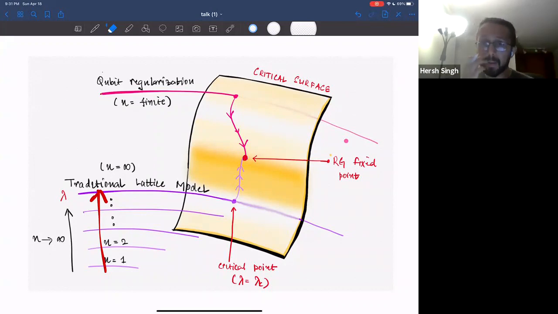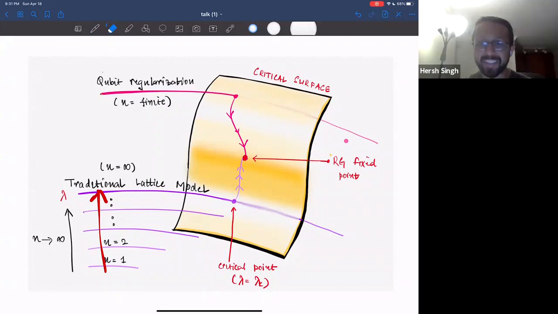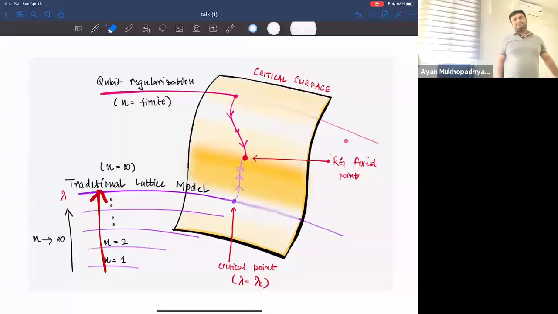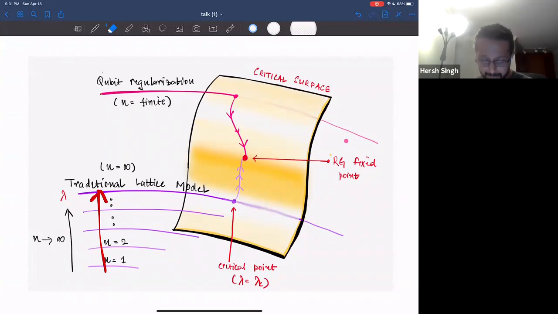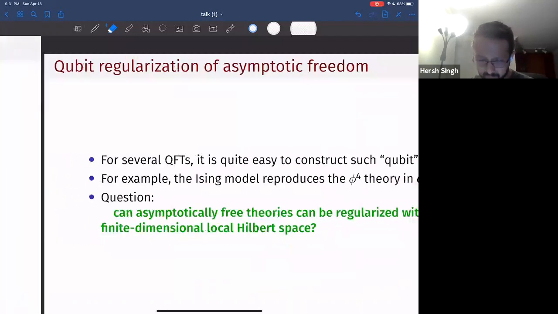So the relevant operators are the ones that take you out of the critical surface along these lines. That's a relevant deformation. Just to clarify that a little bit. Yeah, that is helpful. I was simply lost because I didn't understand what you meant. Okay, thanks for the question. Okay, maybe I can move on.